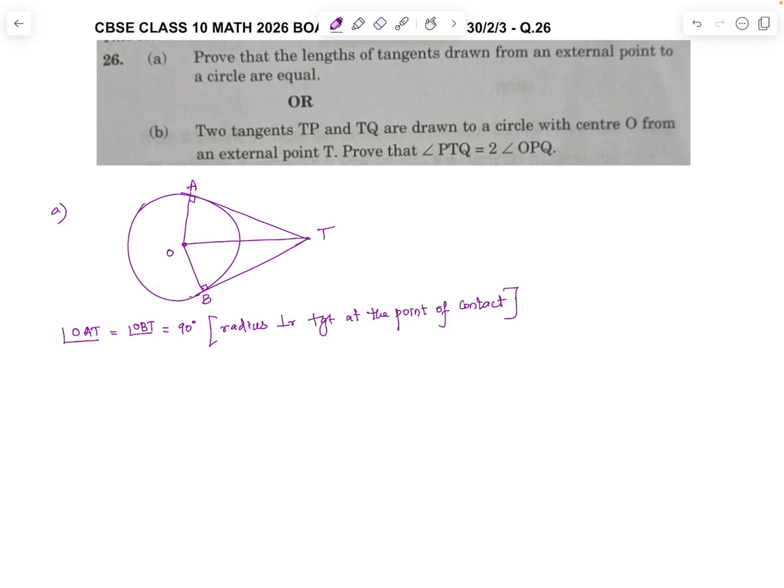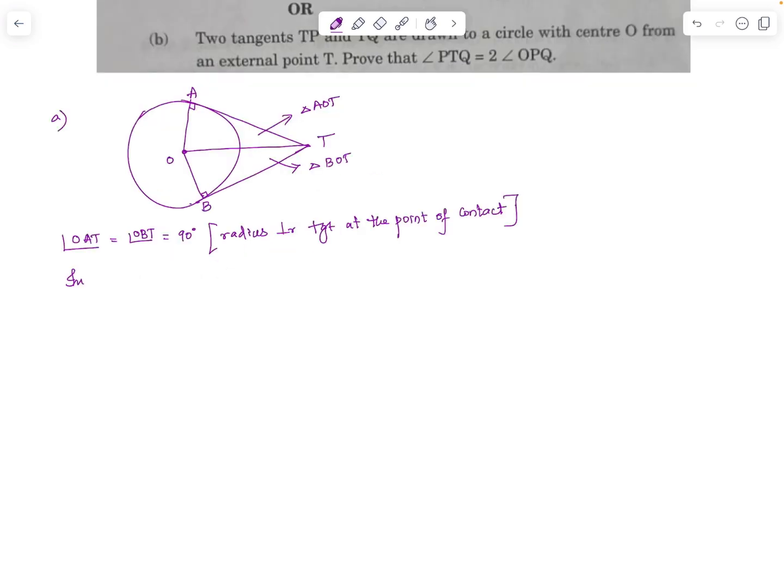Let's join OT. If we prove the congruency of these two triangles, that is triangle AOT and triangle BOT, then we can prove that the length AT is equal to BT. In triangle AOT and triangle BOT, OT is the common side and it serves as the hypotenuse for both the triangles. And angle OAT is equal to angle OBT is equal to 90 degrees. We have given the reason already.